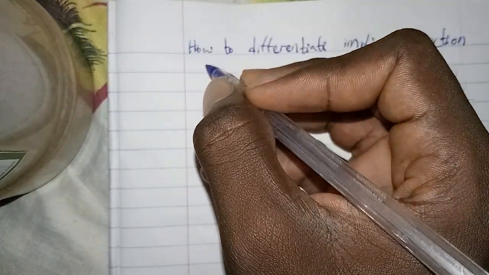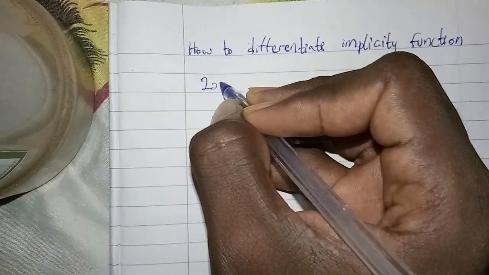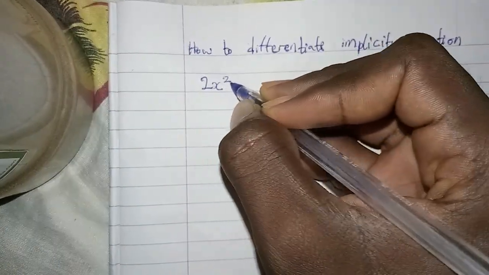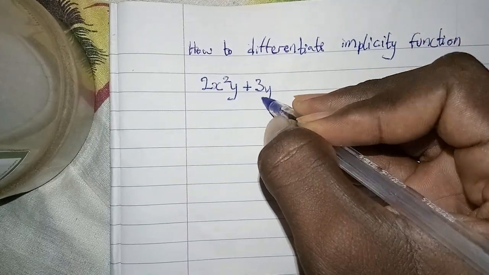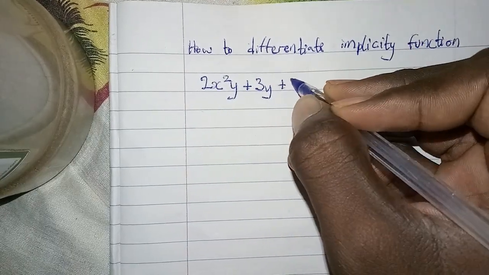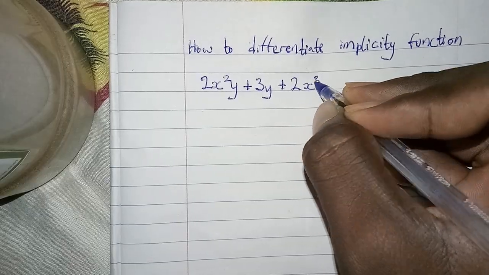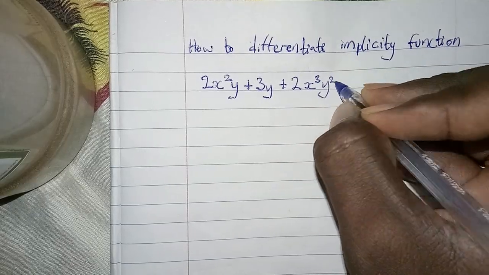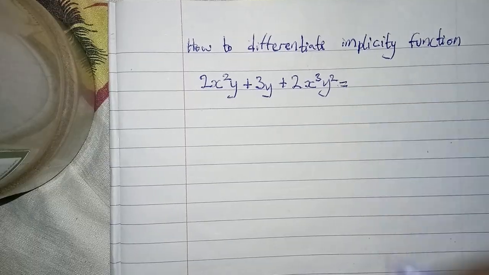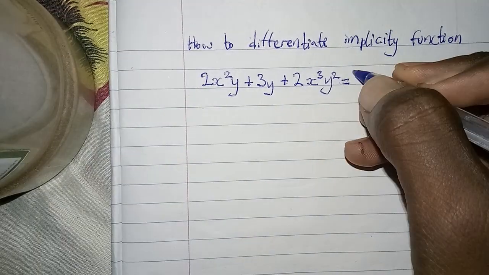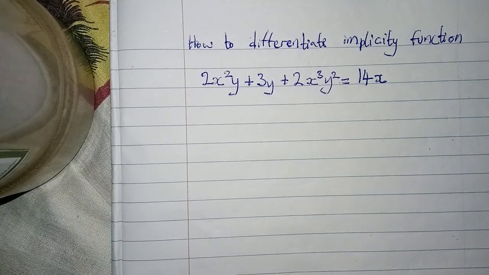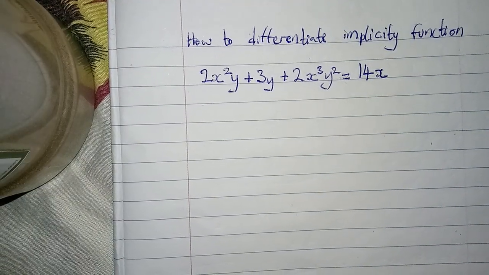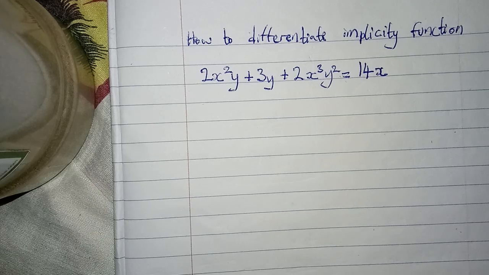So this is the question. We have 2x squared y plus 3y plus 2x cubed y squared equal to 14x. So we have to differentiate the implicit function.